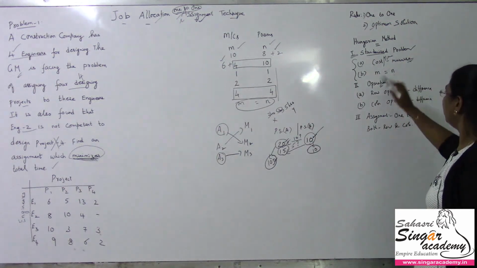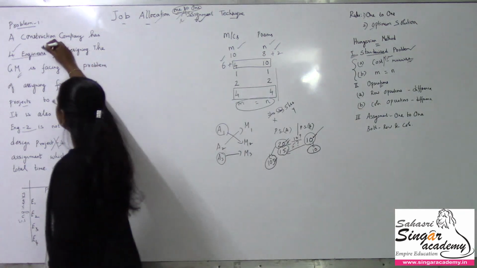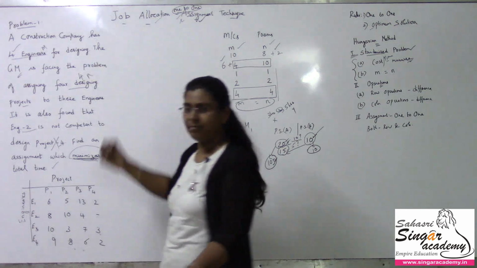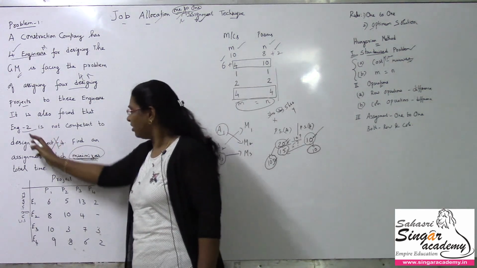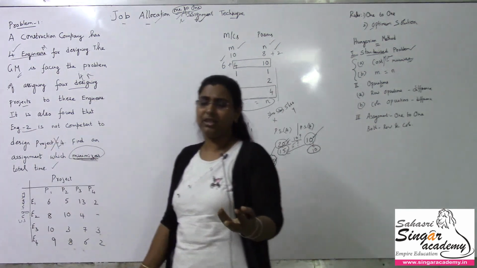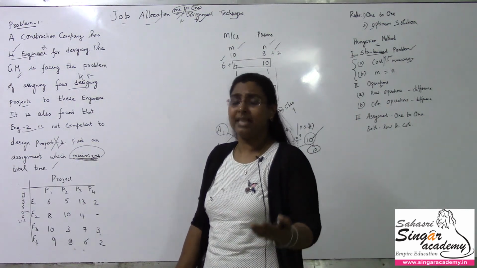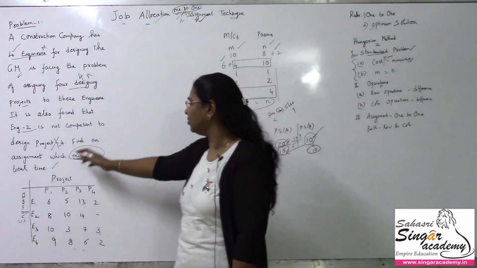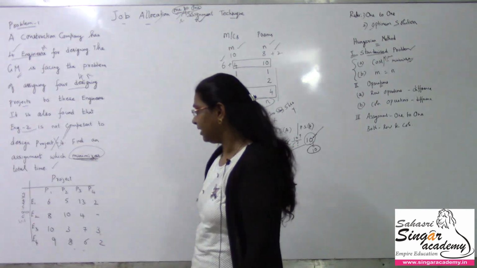And M is equal to N. M is the number of engineers and N is the number of projects. M is equal to N: 4 engineers and 4 projects. Engineer 2 is not competent to design project 4. For the other projects, 1, 2, 3, he is capable of doing them. Apart from project 4, he is capable of doing other projects, so there is not an issue. It's just a constraint here. So the data is given here.